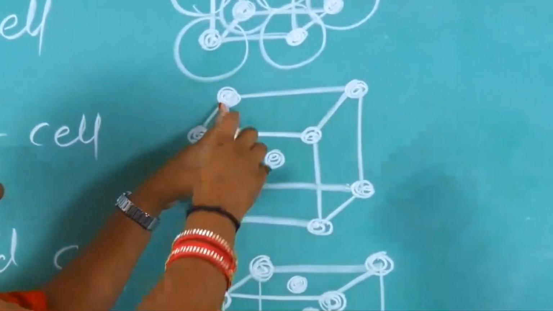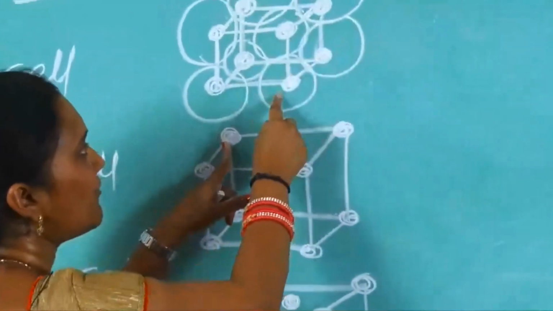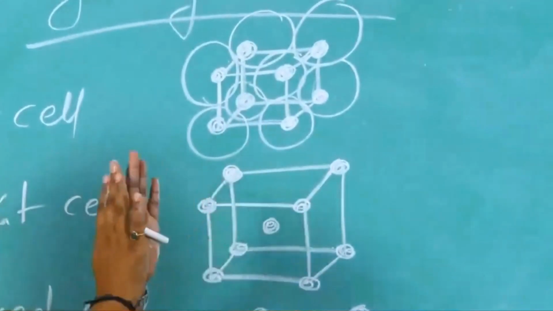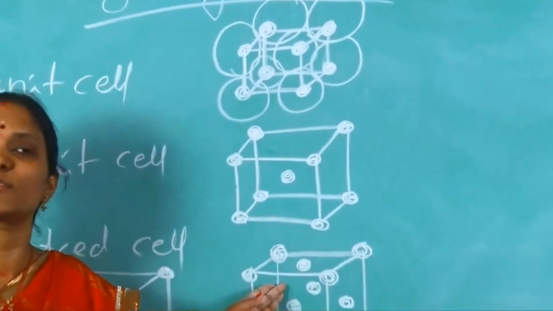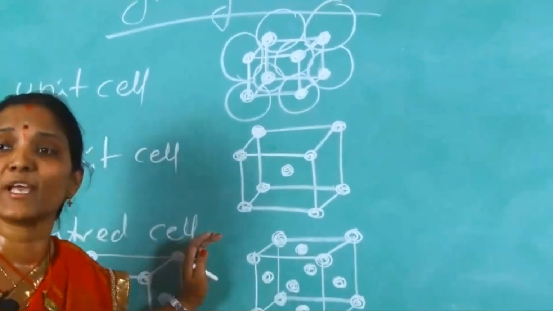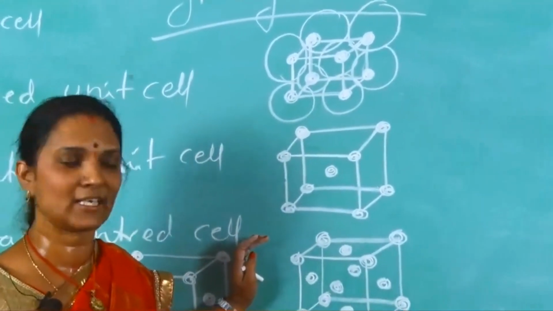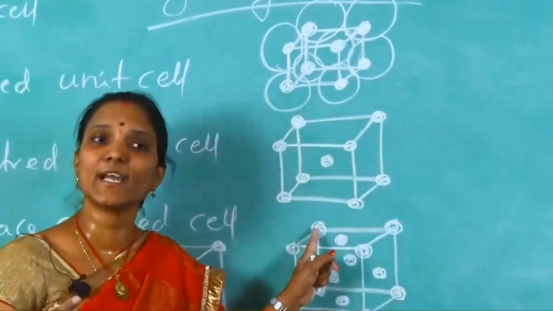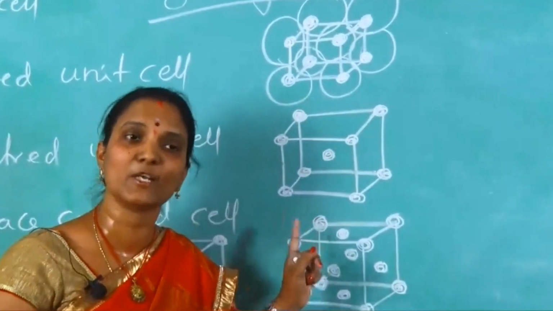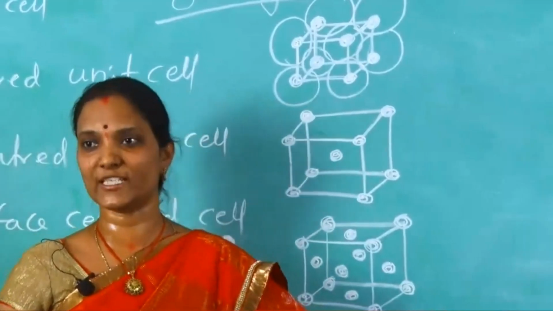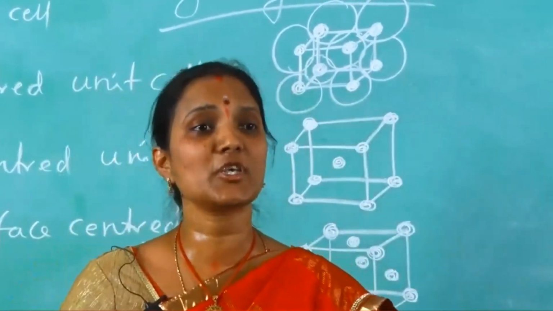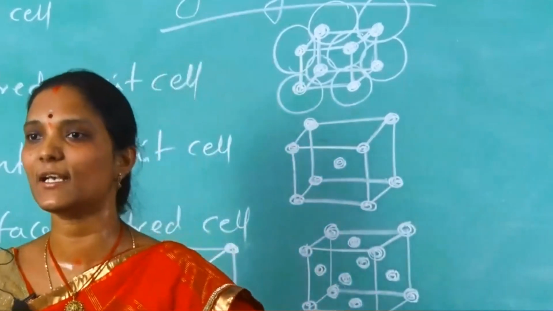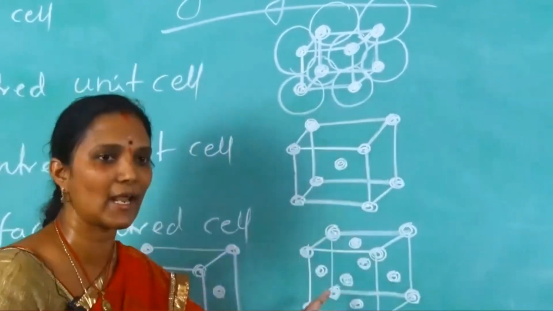Actual particles means we should draw like this every time. For primitive it is okay, but for face centered the diagram is very difficult. So instead of particles, we take small points. The point that indicates the position of the particle is called a lattice point. What is a lattice point? The point that indicates the position of the particle. Now all these are lattice points.